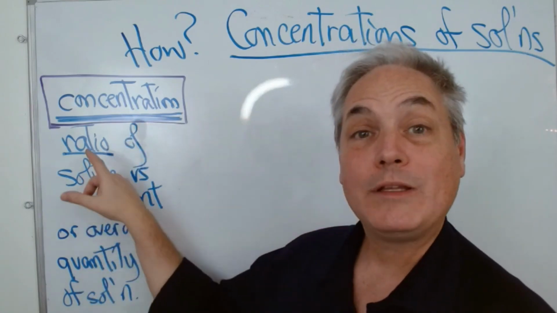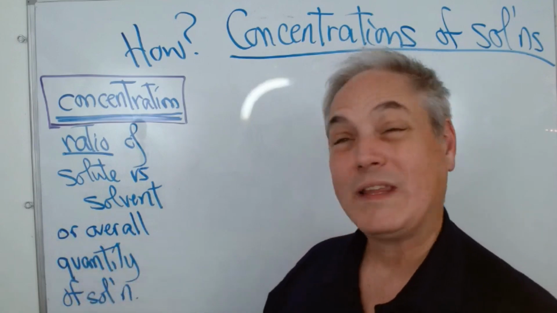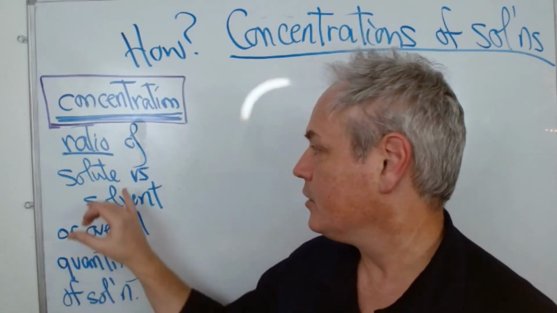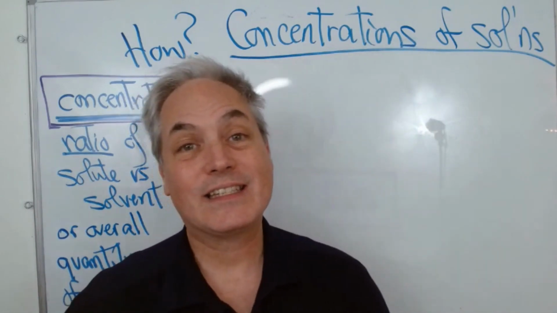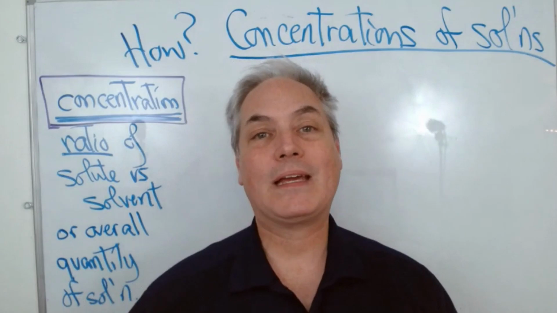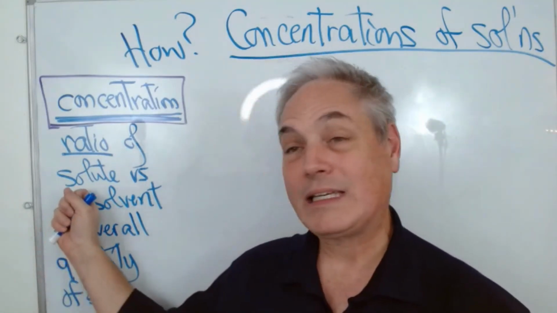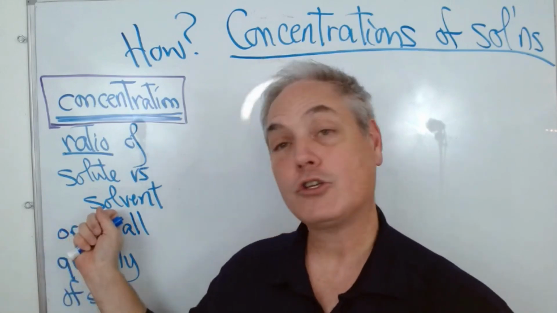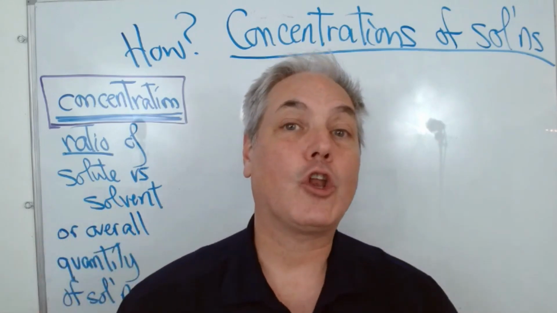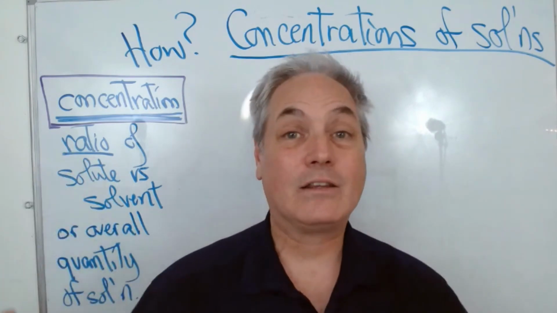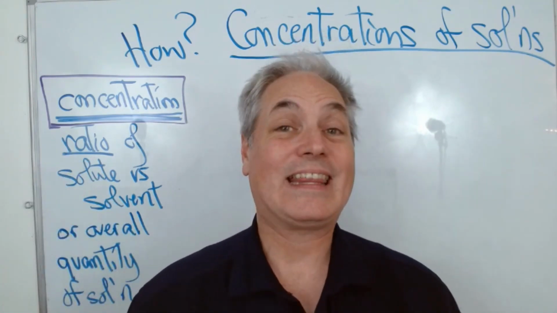But it can also be the ratio of solute with the overall quantity of a solution at the end. So here it applies to gases, liquids, and solids when they are mixed together. Keeping in mind that the solute is the quantity that is the smallest, and the solvent is the largest volume or mass, the one that takes the most place in that solution.